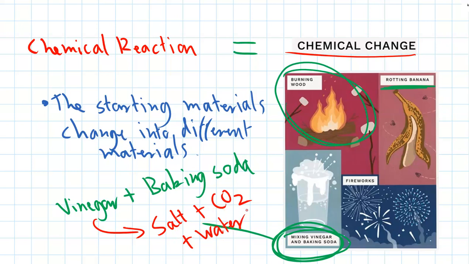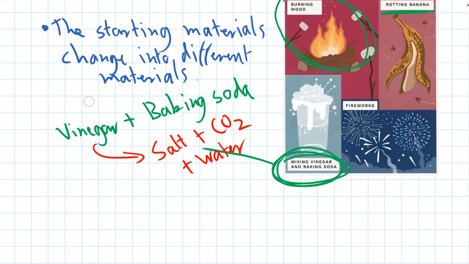Okay, so in chemical changes, the materials do change into different forms. And that means if we look down at the molecules, they are breaking apart and combining to make new molecules.